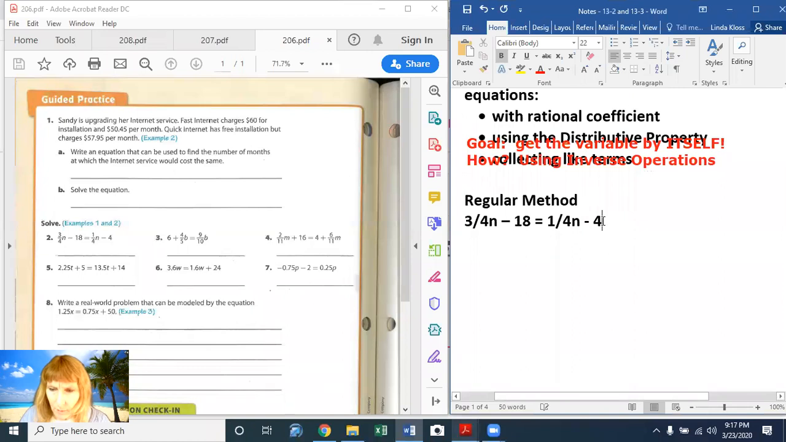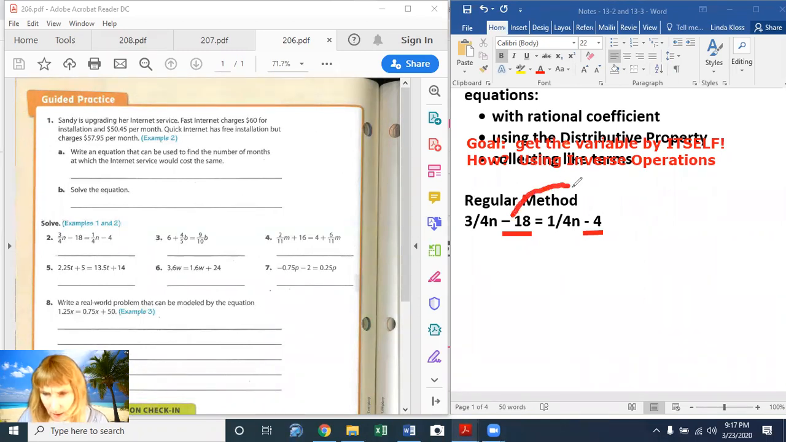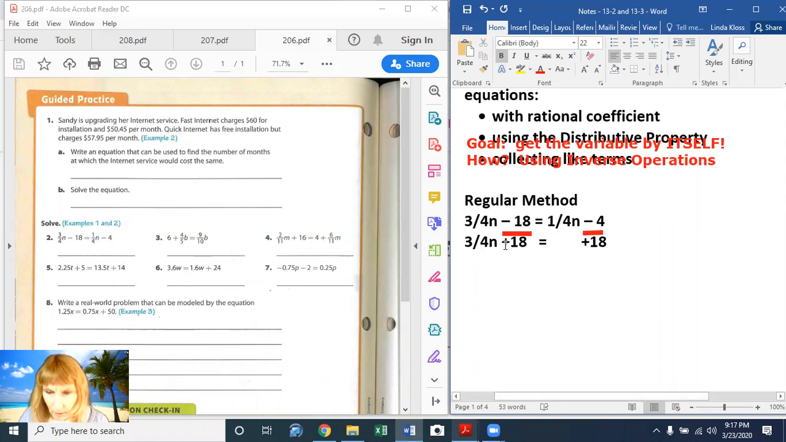My first step is to look at the negative 18 and the negative 4, and they need to be on the same side of the equals. So I'm going to move this negative 18 over to the negative 4. To do that, I need to use inverse operations. With the 3/4 n, I'm going to do the opposite of negative 18. I'm going to add 18. Remember, what you do to one side of the equation, you must also do to the other side. So we have to add 18 to the other constant.